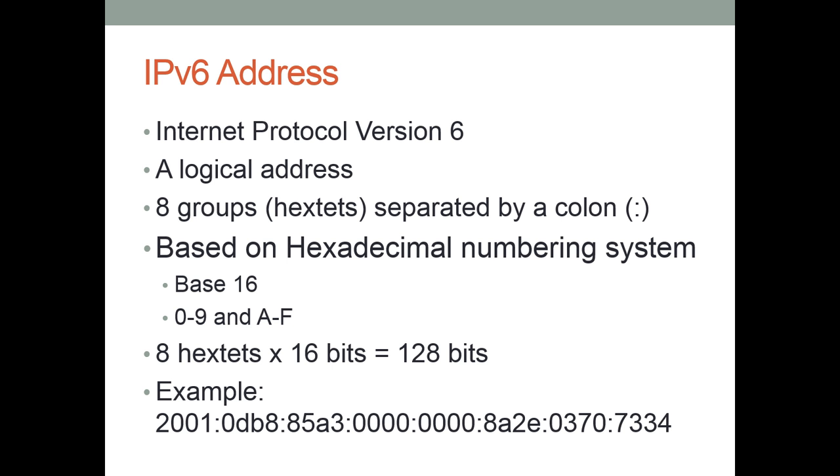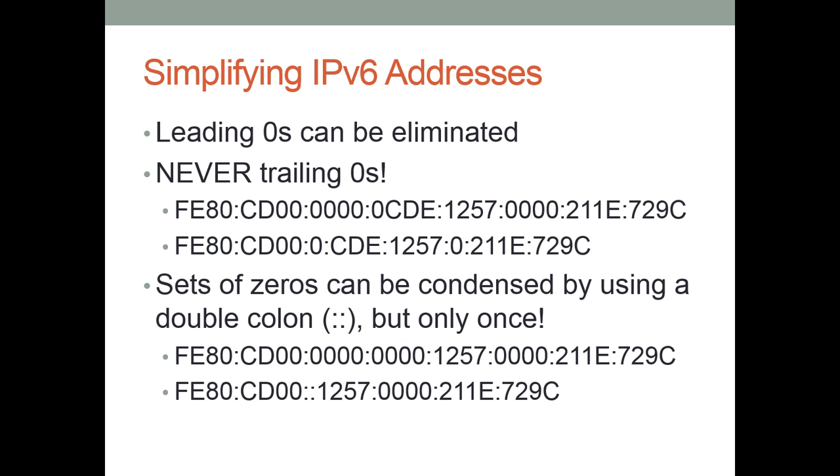Now, because IPv6 addresses are quite long, especially in comparison to the other addresses that we've talked about in this video, we do simplify those IPv6 addresses sometimes. So there's 2 big rules when it comes to simplifying an IP address. That means that it just looks a whole lot shorter and it's easier to read. So a leading 0 can be eliminated, but never a trailing 0.